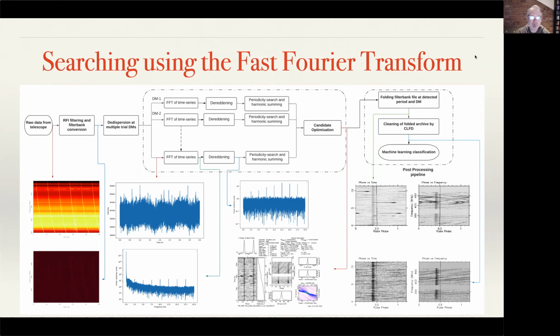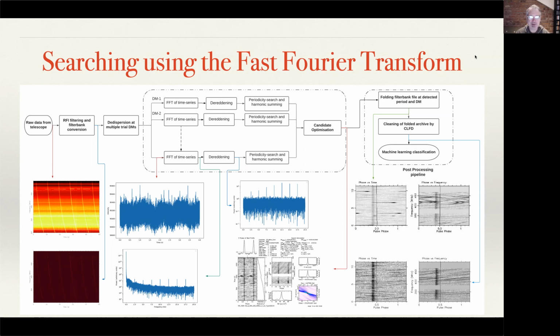So now what I want to do is talk to you about the most common technique for finding pulsars that has been employed over the last few decades. This is using the fast Fourier transform. The fast Fourier transform is incredibly useful for finding pulsars because, of course, they are highly periodic.